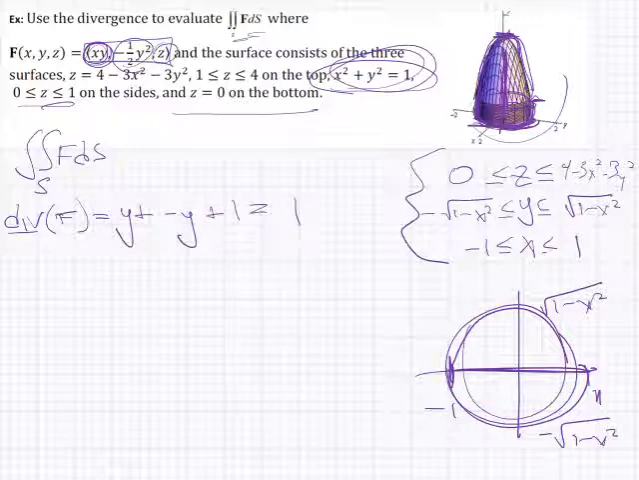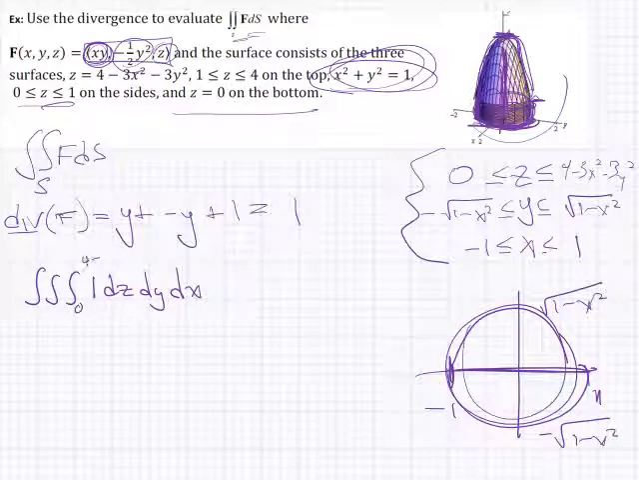And so we're going to do the triple integral of 1 with respect to z first, y second, x last. Because of the way we define this, z is between 0 and 4 minus 3x squared minus 3y squared. And y is between negative square root of 1 minus x squared and positive square root of 1 minus x squared. And x is between -1 and 1.